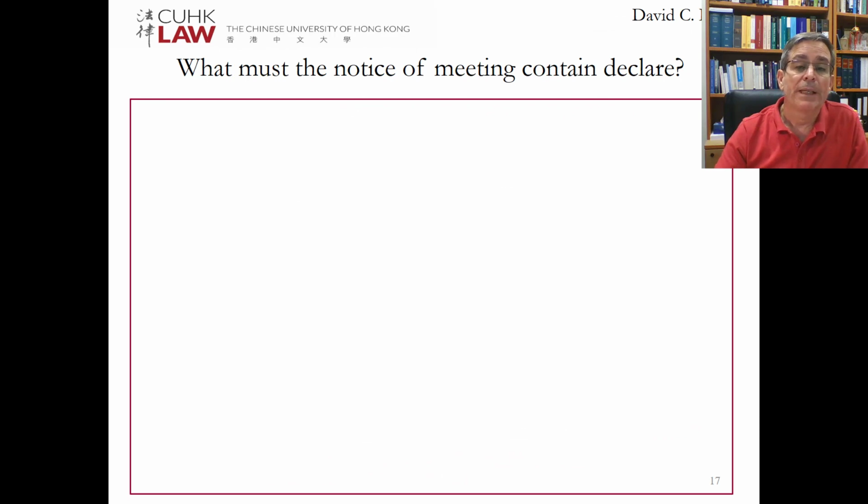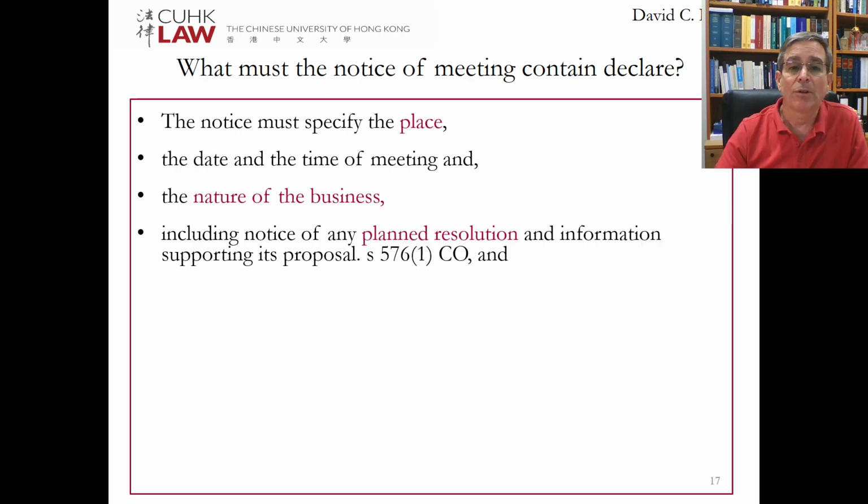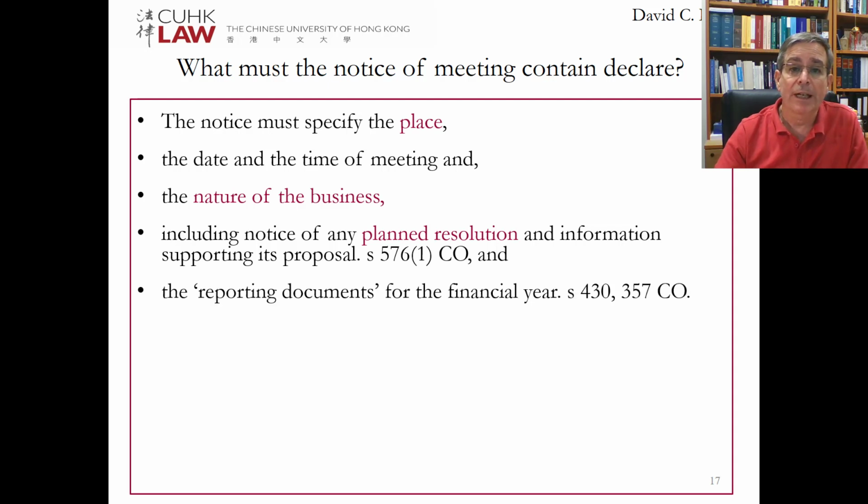The notice for the meeting is going to be pretty intuitively self-explanatory in terms of its content. We have to tell the members where the meeting will be held, when the meeting will be held, what the meeting will discuss, including specifics on a planned resolution. This would allow the members to prepare proxies, for example. Reporting documents for the financial year must also be given to the members with a notice, and we'll look at these reporting documents, in particular the director's report, next week.